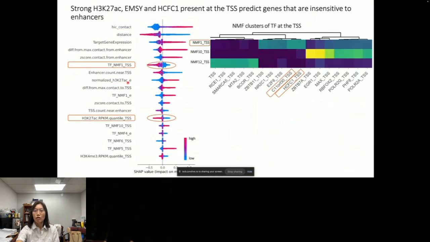But our model also identified some novel insights. One of them was that it learned how to predict negative EP pairs. If you look at these two features, the lower the value, the more positive the prediction. It means that if you have these clusters of transcription factor binding peaks on the promoter, then you were likely to predict negative enhancer promoter pairs.